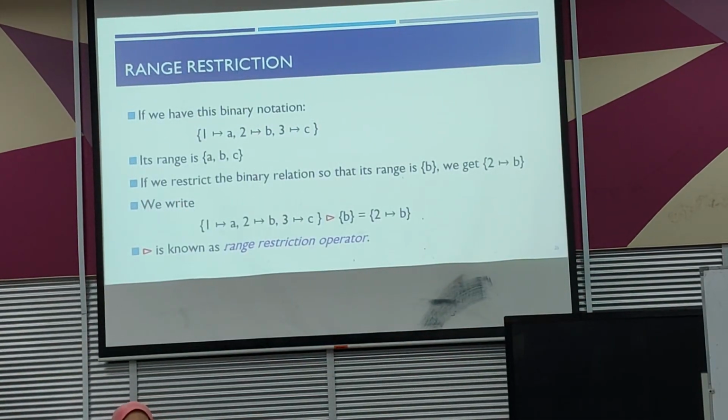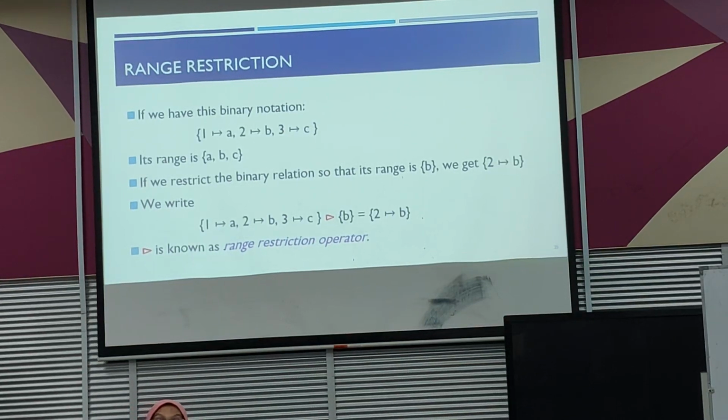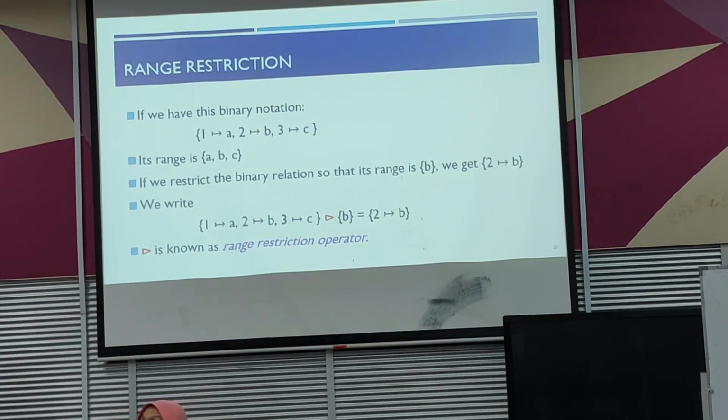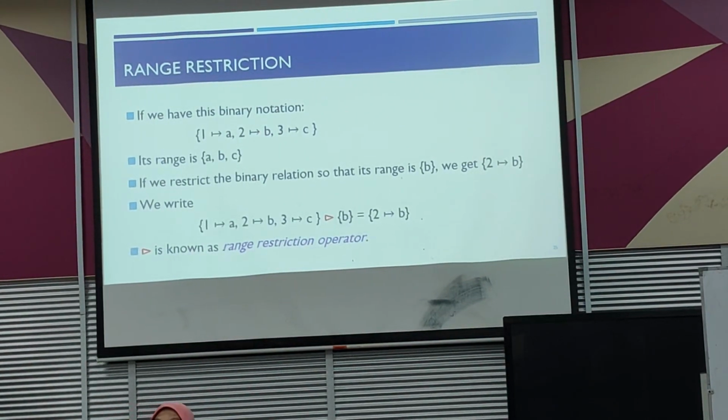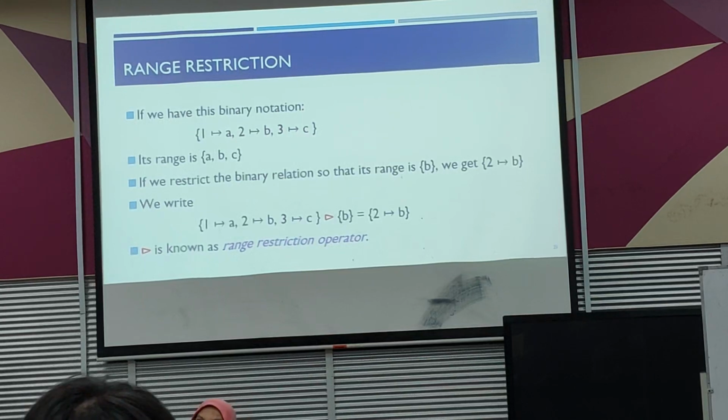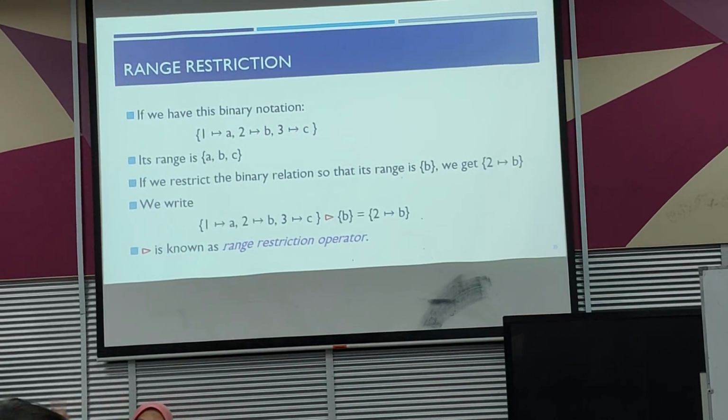Another one is range restriction. Just now you searched the domain, now you search through the range. Let's say I have ID, name, and I search through name rather than ID. Same way: just now the arrow pointed to the left, but for range it points to the right.